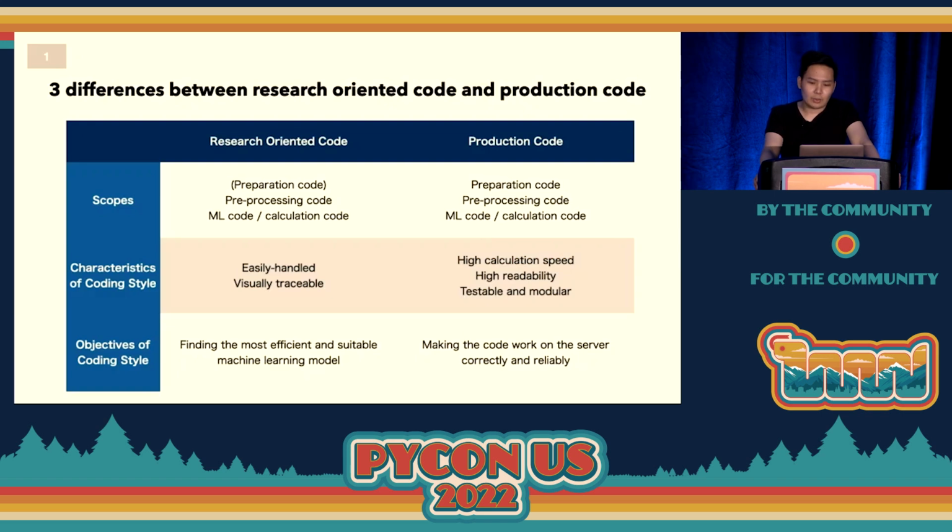Research-oriented code seems to be easily handled and visually traceable. On the other hand, production code needs to be concerned about high calculation speed and high readability, and it should be testable and modular. This is because researchers focus more on finding the most efficient and suitable machine learning model or calculation code, while engineers have responsibility to make the code work on the server correctly and reliably.